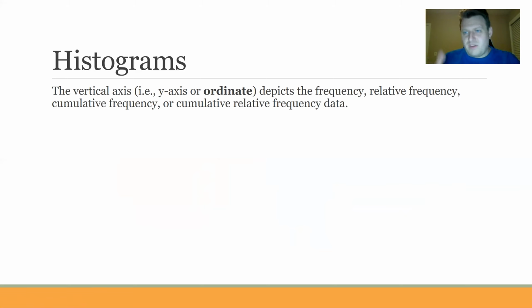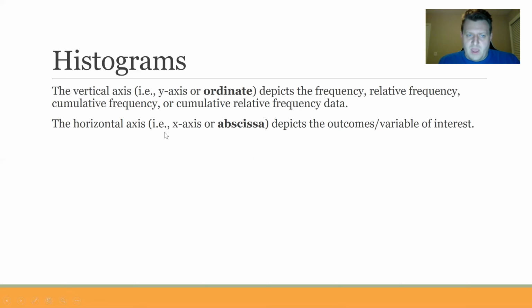The vertical axis is also called the y-axis. You guys know this, you've had it in math before. Another word that we can use for the y-axis is the ordinate. When I say the ordinate, that is the y-axis, the vertical axis. It's always going to show some measure of frequency: regular frequency, relative frequency, again the proportions or percentages, cumulative frequency, although I see that less frequently for histograms, and cumulative relative frequency. The horizontal axis, also called the x-axis, is also called the abscissa.